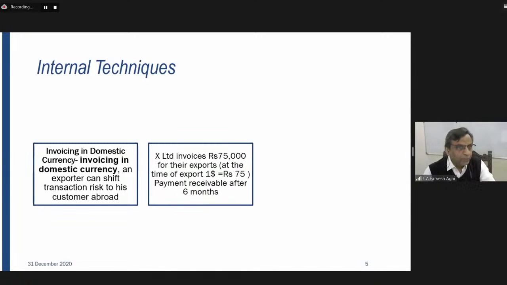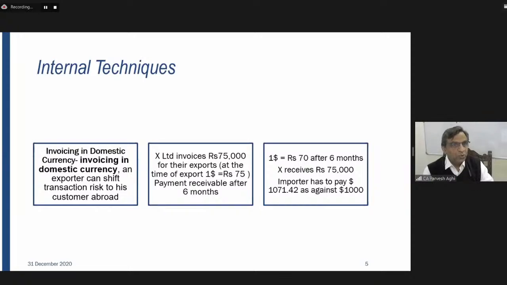Let's take an example. Suppose X Limited invoices rupees 75,000 for the exports. So he's going to invoice at rupee value 75,000, and he's going to get 75,000 after 6 months. At the time of export, the dollar was rupees 75. The payment is going to be received after 6 months. Now he is going to receive 75,000 rupees from the importer, whatever be the dollar rate.